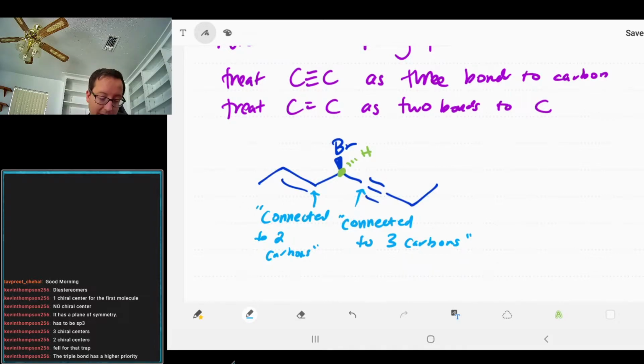So we'll see that indeed this center is chiral on this molecule. All right, two things have to be completely identical for something to be achiral. So for it to be chiral, everything has to be different. This is different. Okay?